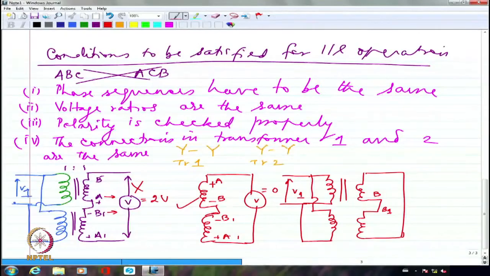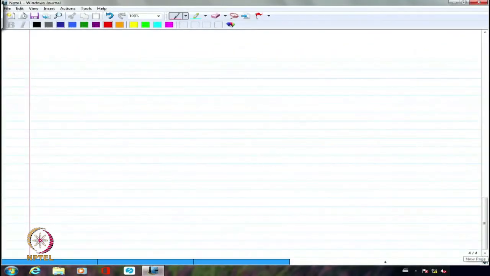Right? Now, I will connect the load between these two terminals. So, here is my load. This is how the parallel operation of the transformer connection is made. Now, let us see whether we are able to get the expressions for how the load is being shared when two transformers are operated in parallel.